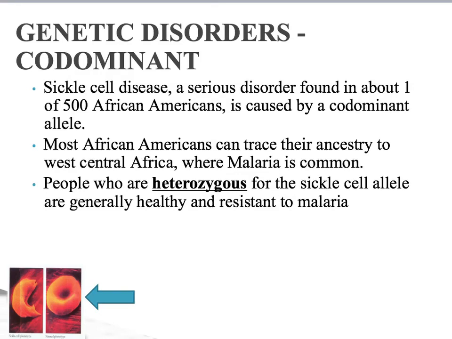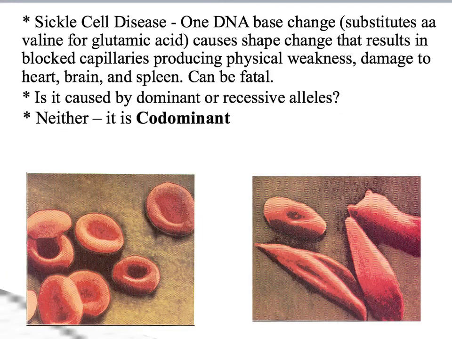Sickle cell, we've talked about that a little bit. It is primarily in African Americans. Actually, we do find a lot in African Americans, but also people in Africa. People who are heterozygous carry the sickle cell allele, but they aren't generally affected. They are generally resistant to malaria. Okay, so here are normal red blood cells, and these are sickle cells. You can see that they're a different shape, and they kind of get caught up in the blood vessels as the blood is trying to go through.